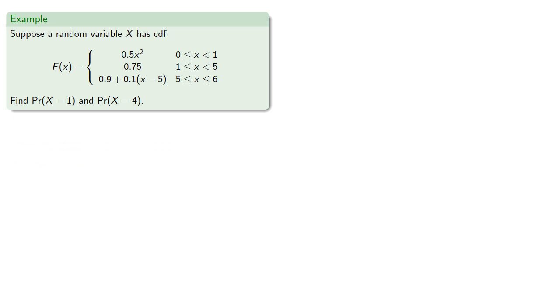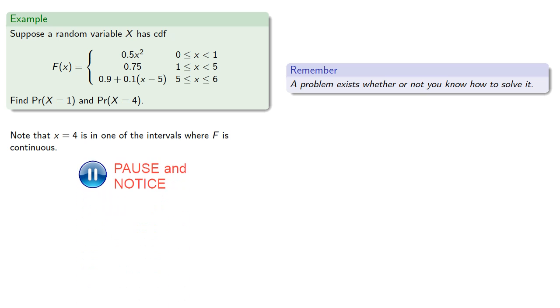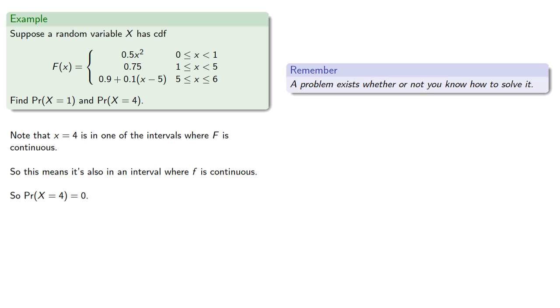But if we return to our CDF, we could talk about the probability that x is 1 and x is 4. So remember, a problem exists whether or not you know how to solve it. Note that x equals 4 is in one of the intervals where our CDF is continuous. So this means it's also in an interval where f is continuous. And so that means the probability that x is 4 is going to be 0.